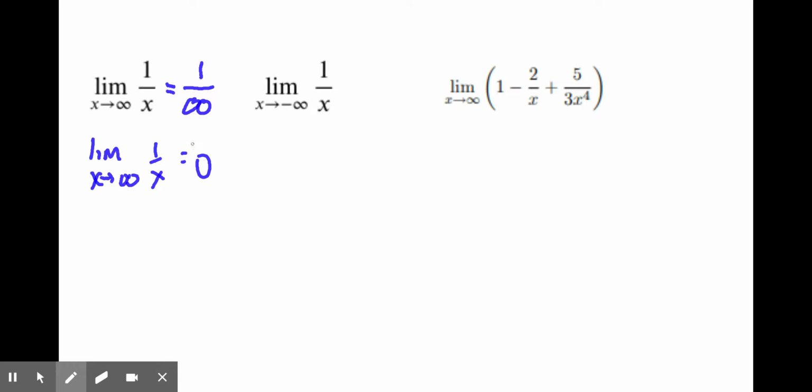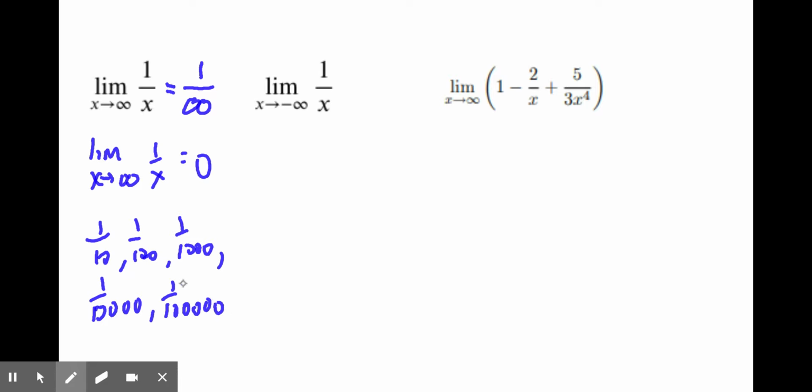You approach 0. Okay? So 1 over something really big is really small, right? So 1 over 10, 1 over 100, 1 over 1,000, 1 over 10,000, right? The larger I make the denominator, the smaller the overall result. Okay, larger denominator means smaller overall result. All right, and eventually you get close to 0. So the limit you approach is 0.